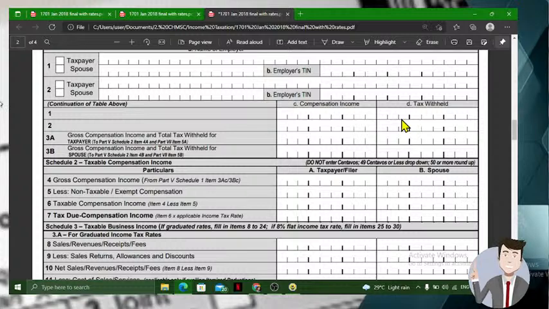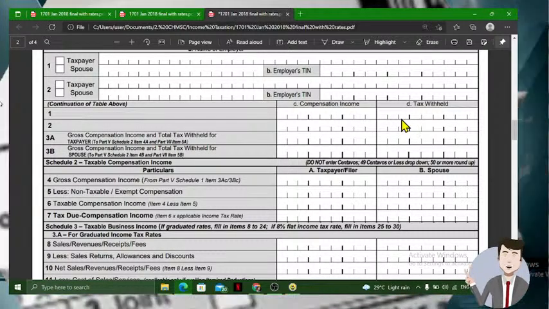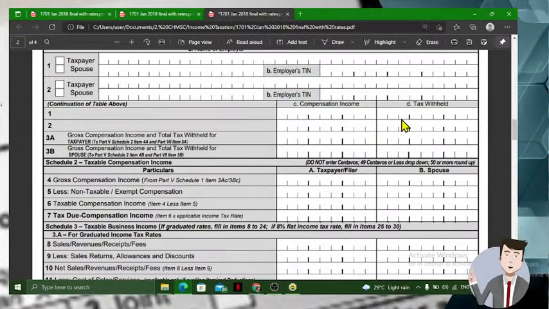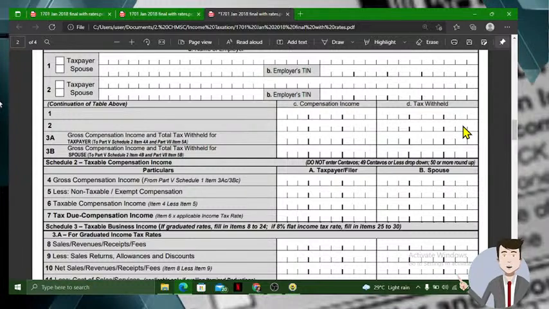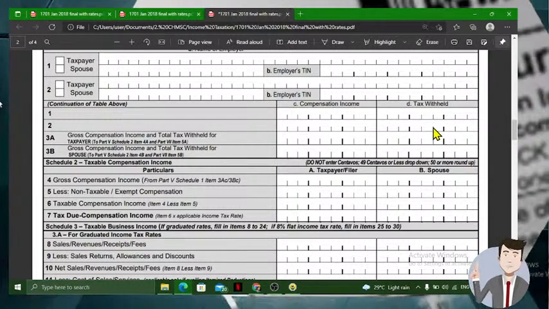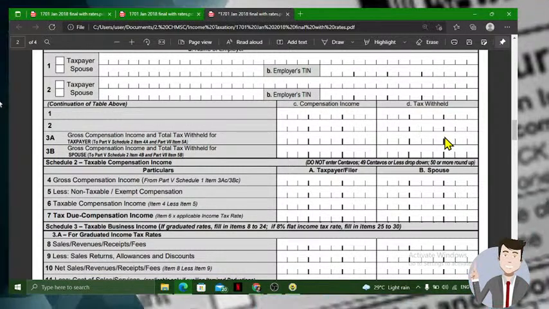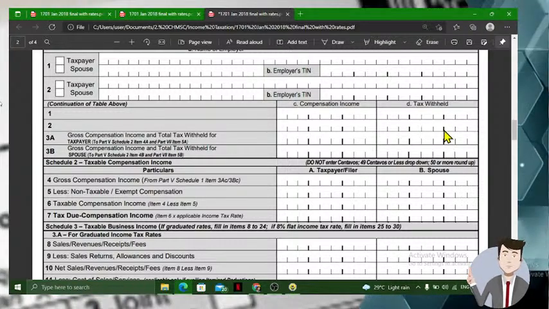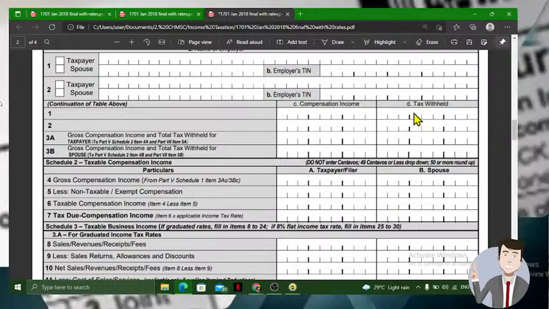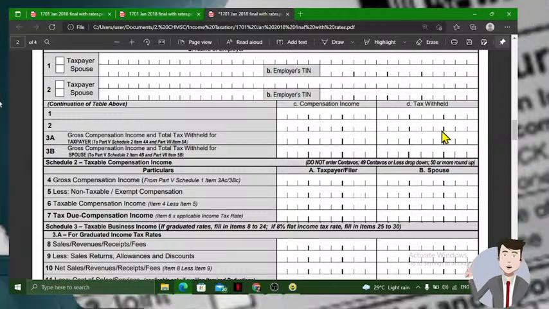Okay? Because of what we call substituted filing. Okay? We have already discussed what is substituted filing. But in the case of mixed income earner, you have to consider the amount withheld as a creditable withholding tax. So if it is considered as creditable withholding tax, you have to declare it in this column. Okay, for taxpayer, and next is for the spouse.